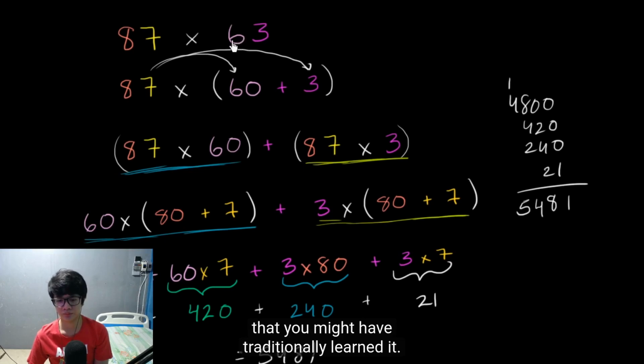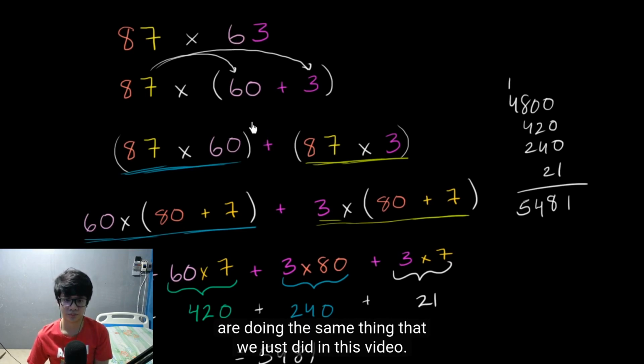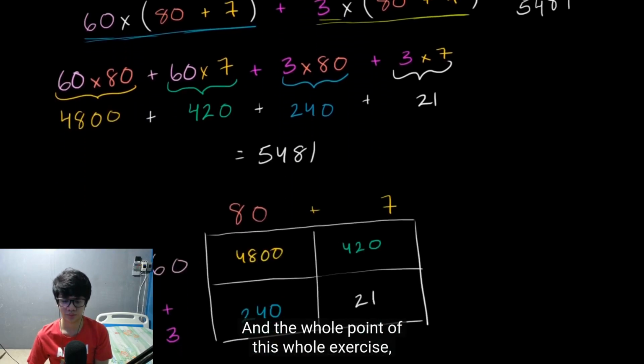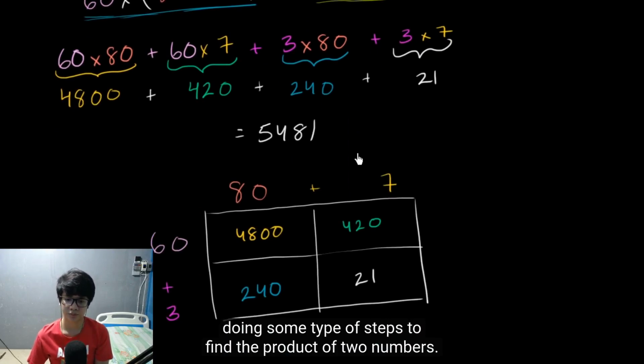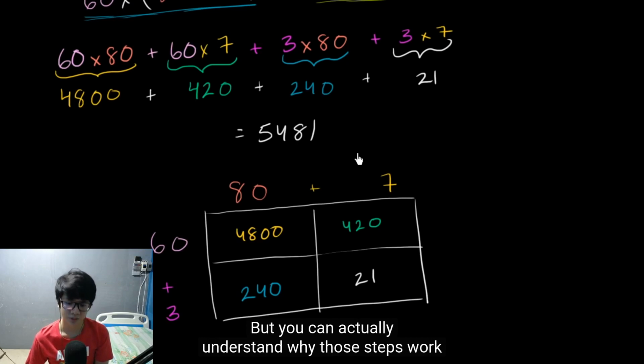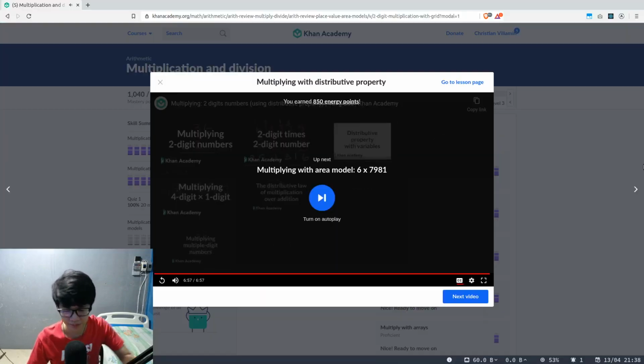And I encourage you to now do the same multiplication problem, the same 87 times 63, the way that you might have traditionally learned it, and look at the different steps and why they make sense, and why at the end of the day you really are doing the same thing that we just did in this video. You're just doing it in a different way. And the whole point of this video is so that you're not just blindly doing some type of steps to find the product of two numbers, but you can actually understand why those steps work and how those numbers relate to each other.